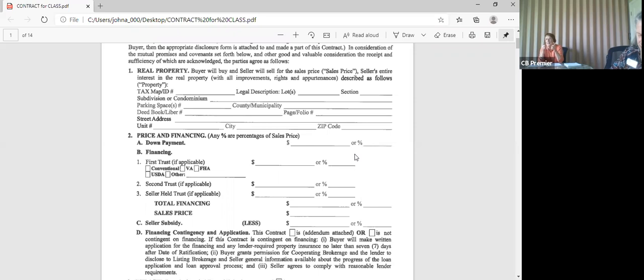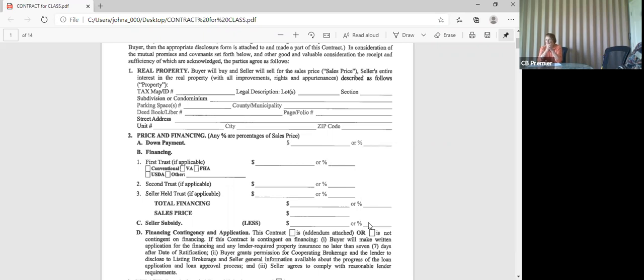So you've got the total financing. In other words, that is the amount minus the down payment. Are you with me on that? And then the total thing, what is the sales price? In other words, what did you write the offer for? Now they've moved the seller subsidy over here. So the seller subsidy is what the seller has agreed to pay to help in the closing costs. Now that's going to be subtracted out. So the sales price less the seller subsidy.